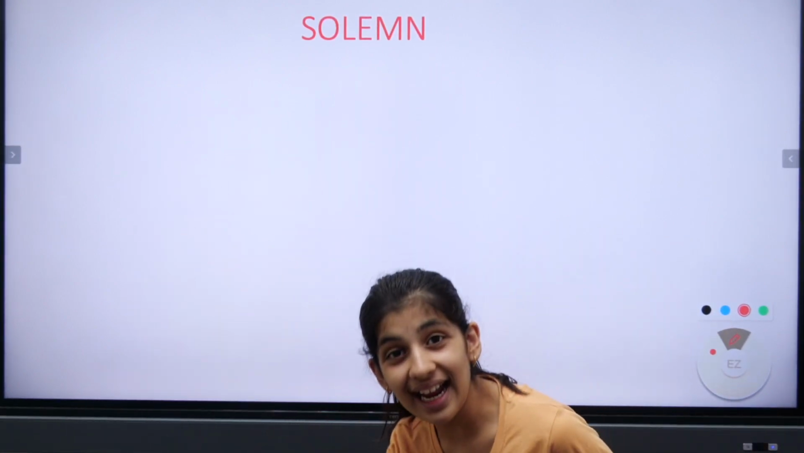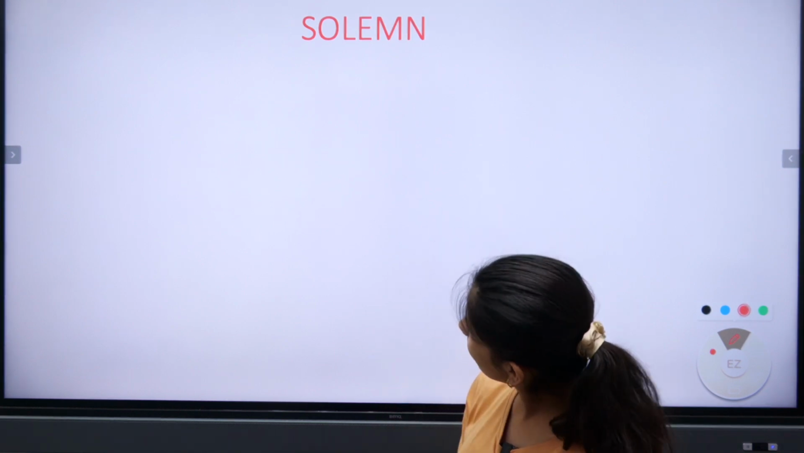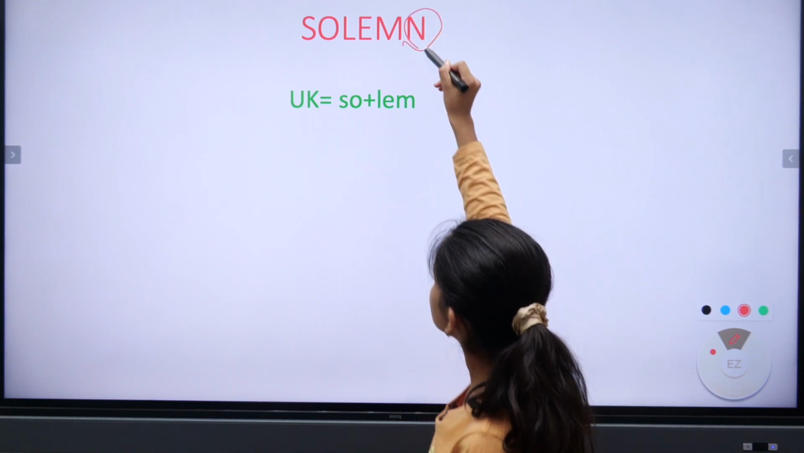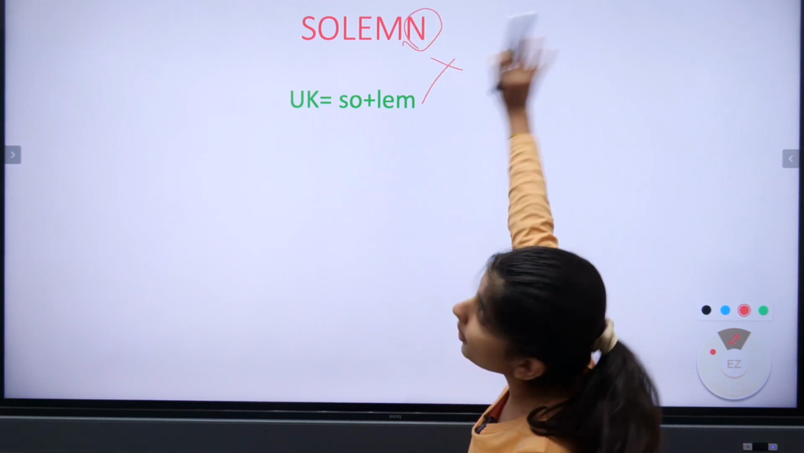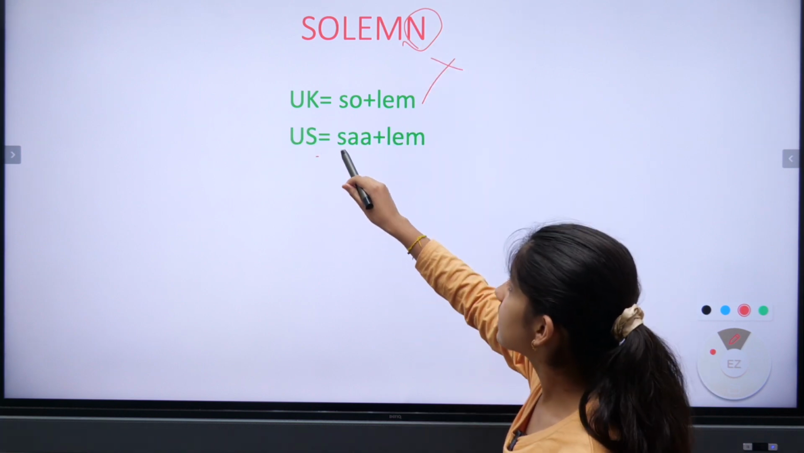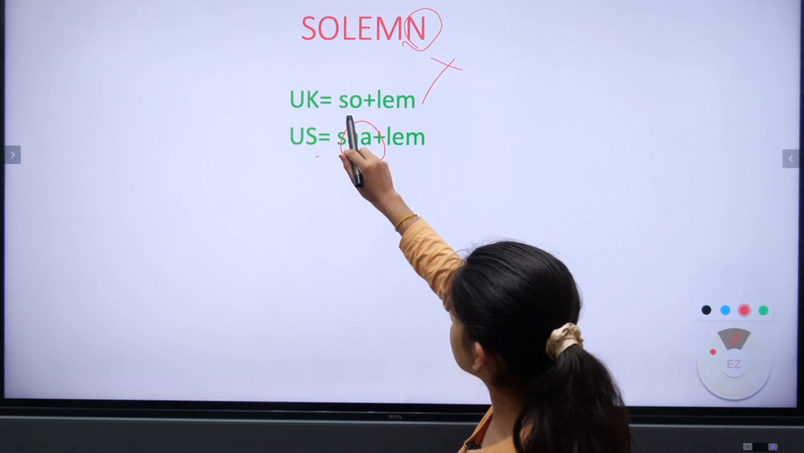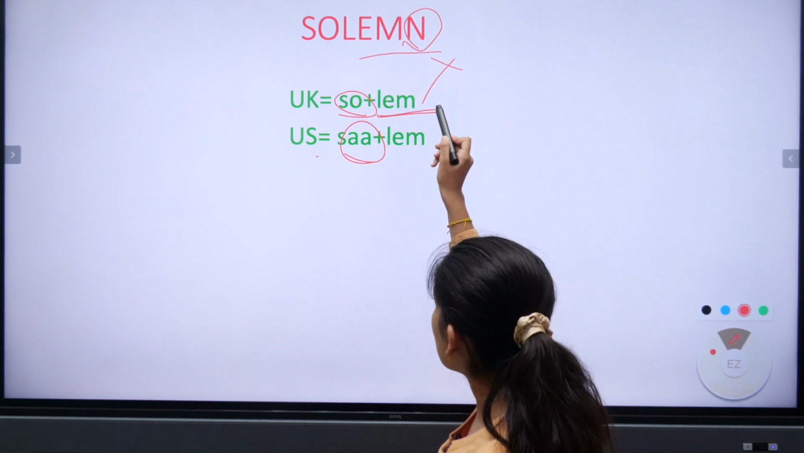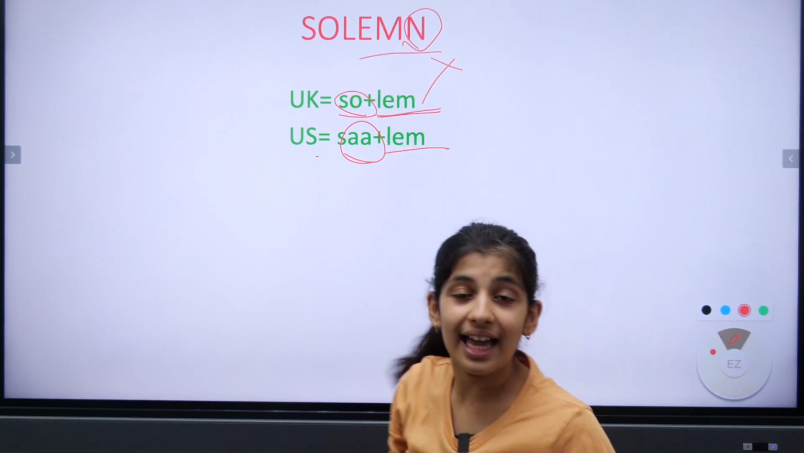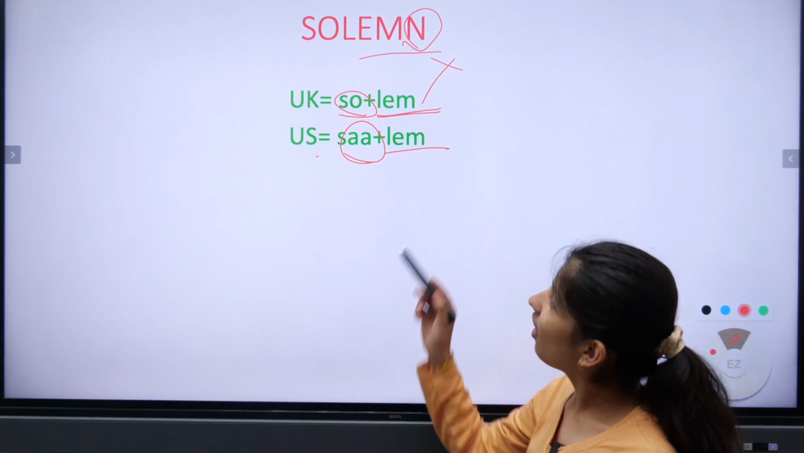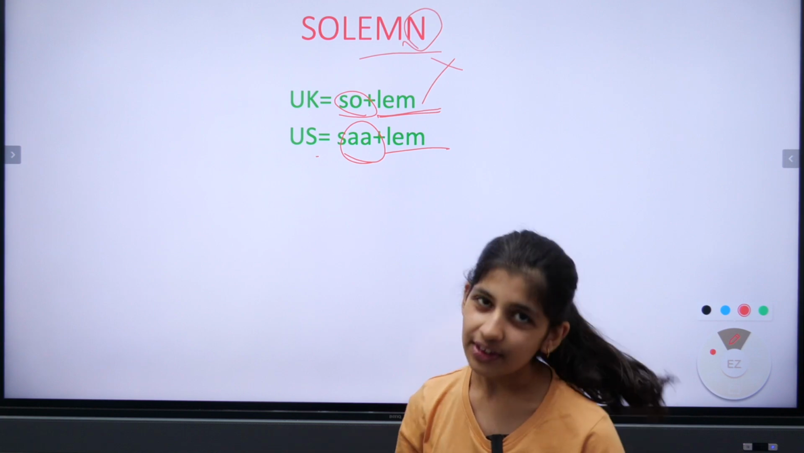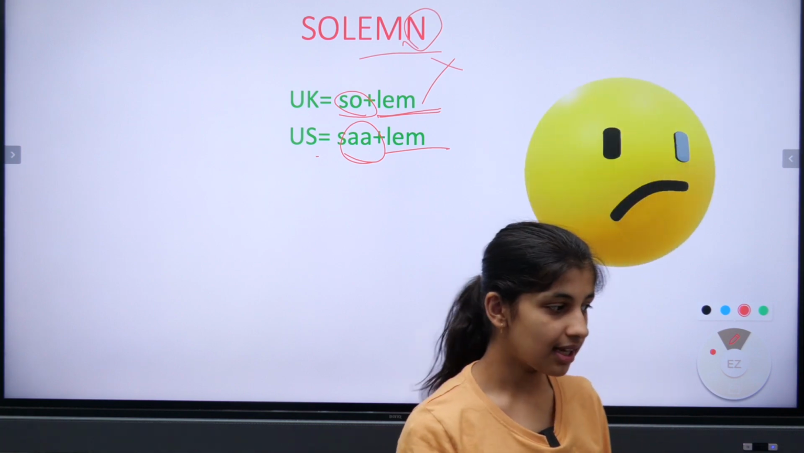So the next word is solemn. Am I right? No, I'm not right. The correct pronunciation is solemn. Here N is silent, means it is not pronounced. In US it is solemn and in UK it is solemn. Anywhere it is not lem. I repeat, solemn. But what is this solemn?